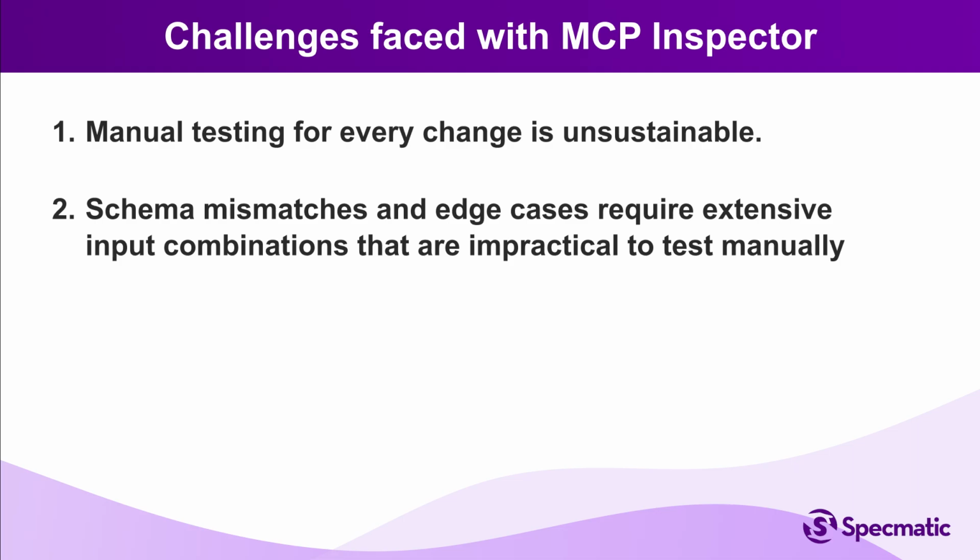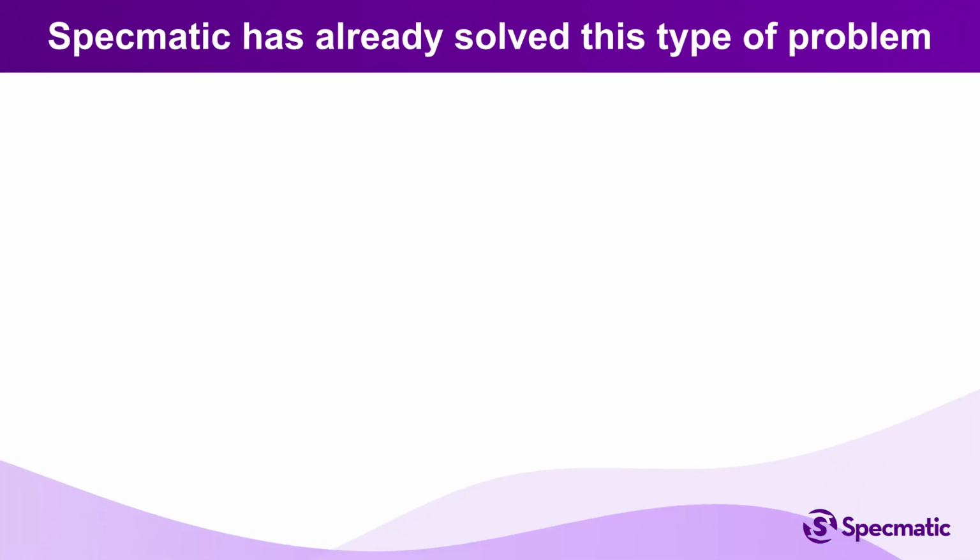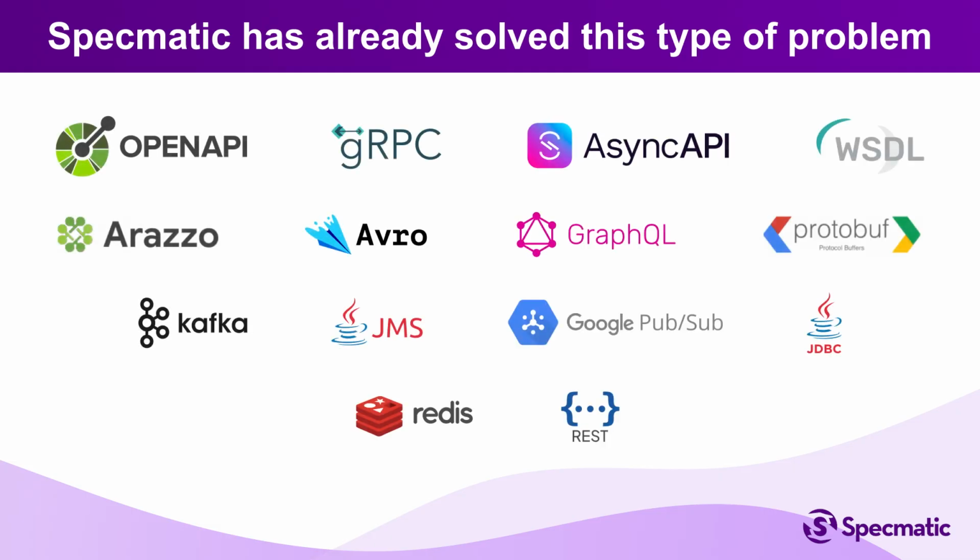When we looked around for solutions for the challenges, we didn't really find anything for MCP servers. That's when we realized Specmatic has already solved such problems for other protocols and other specifications like OpenAPI, AsyncAPI, etc. That's when we realized we had to take matters into our own hands.